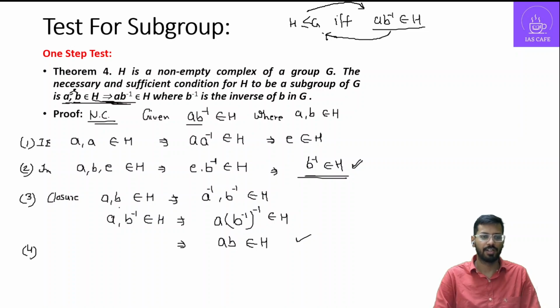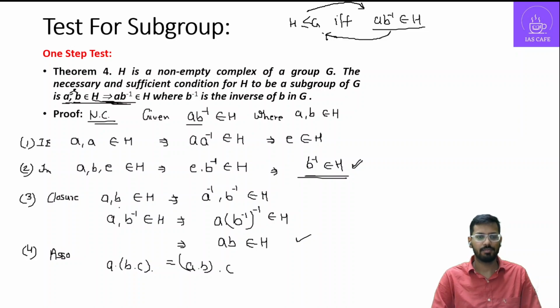Now fourth is associativity. It is obviously satisfied here. So associativity, if we take A dot B dot C, that will be equal to A dot B dot C. So all four basic properties are satisfied. If given that AB inverse belongs to H, then we can say this given subset H is a subgroup of G. Okay, first part is true.